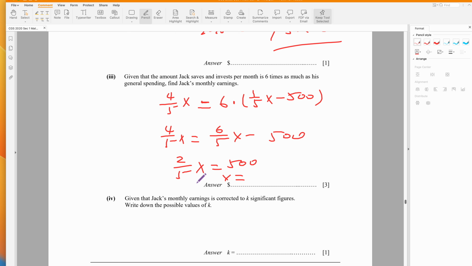Can you help me out? 500 divided by 0.4? 500 divided by 0.4. 1250. Okay, good. So that's the x.